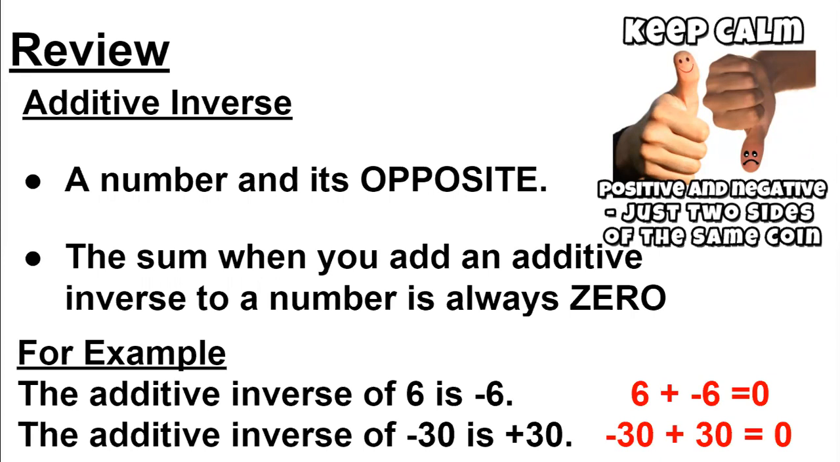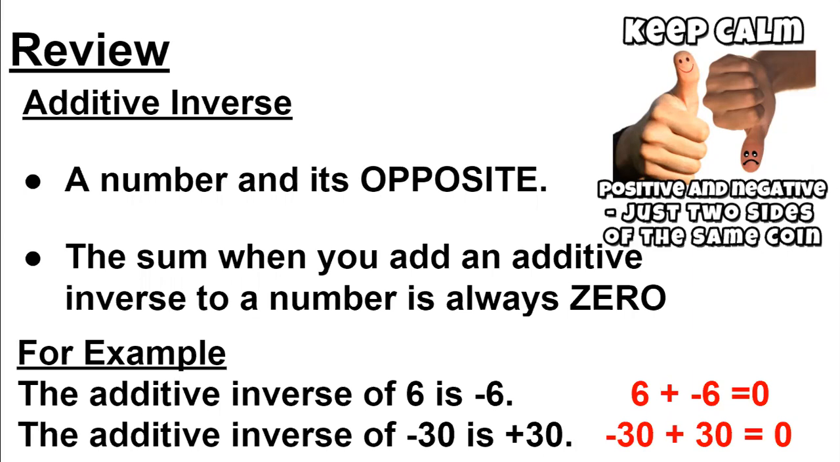So if I add 6, I'm going 6 to the right on the number line. And then I'm going to add a negative 6. I'm going to go back 6 to the left on the number line. You can picture that in your head. You're going to end back up on 0. You go 6 right, come back 6 left.